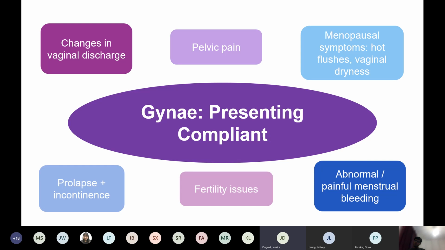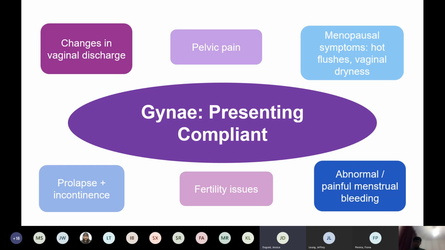And then abnormal or painful menstrual bleeding. Period changes are quite common, and there are things that can cause changes which you need to know about, which we're going to go through in the next lecture. So period changes, what you need to know, what causes them, and different types of changes: heavy bleeding, painful bleeding, bleeding between periods, bleeding after sex, and that kind of thing.